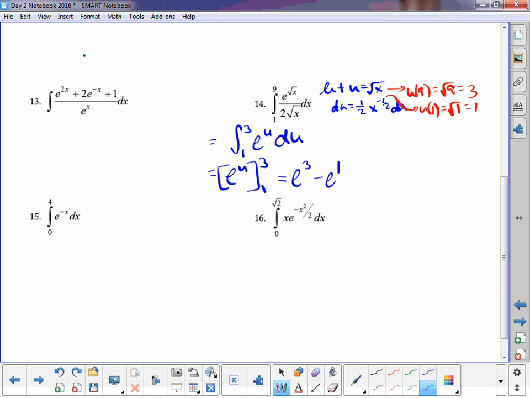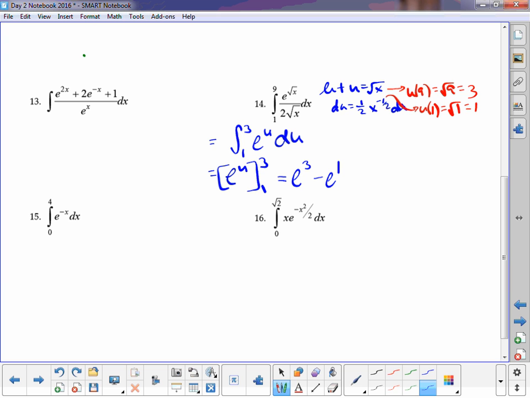Good question. Could we have not changed the bounds and then at the end plugged in 3 for u and then changed it to the square root of 3?